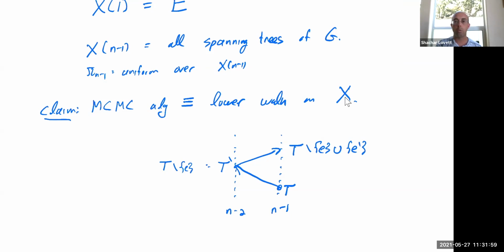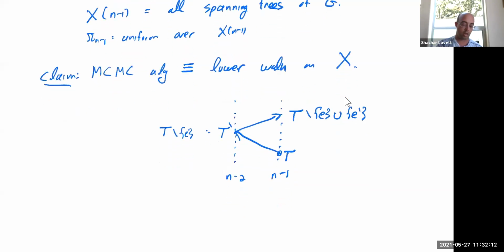Okay, so we have this MCMC algorithm for spanning trees. It's the same as the lower walk on X. And so now the question is, how can we analyze these lower walks? So first of all, another claim I want to make that is in general the case is, what is our goal?